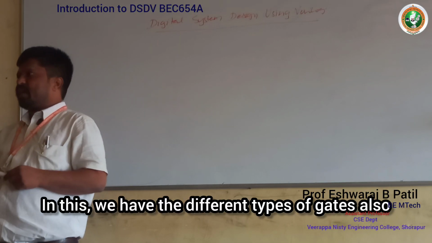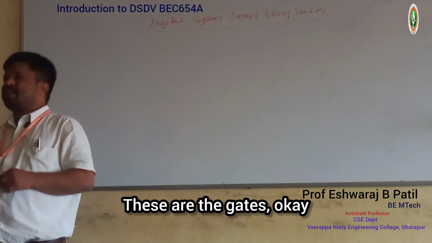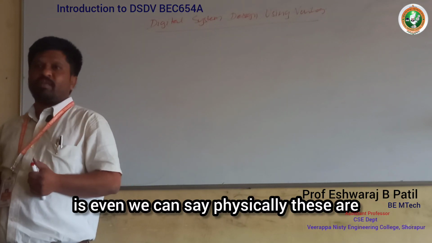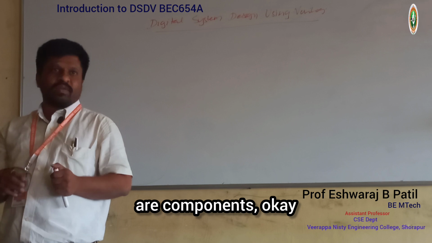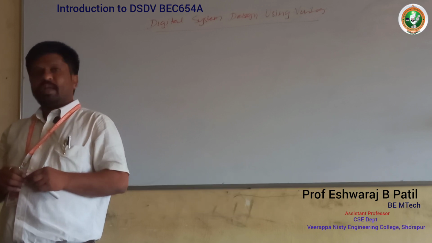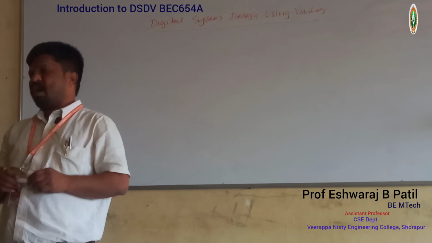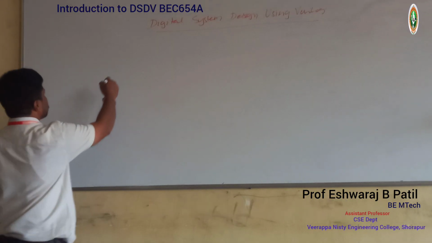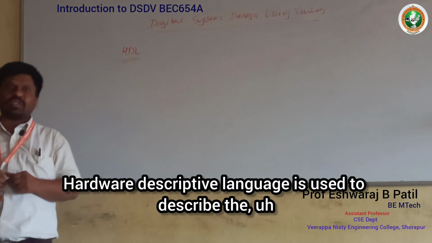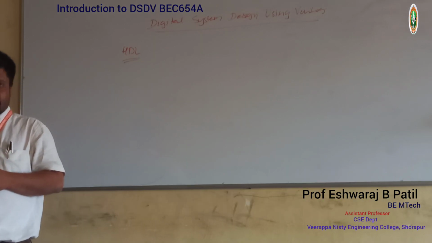In this we have different types of gates also, the AND gate, OR gate, NOT gate, like this. These are physical components, but I have to describe them in a programmatic way. For that purpose we have one language that we call the hardware descriptive language, HDL. Hardware descriptive language is used to describe the hardware components of the electronic devices.